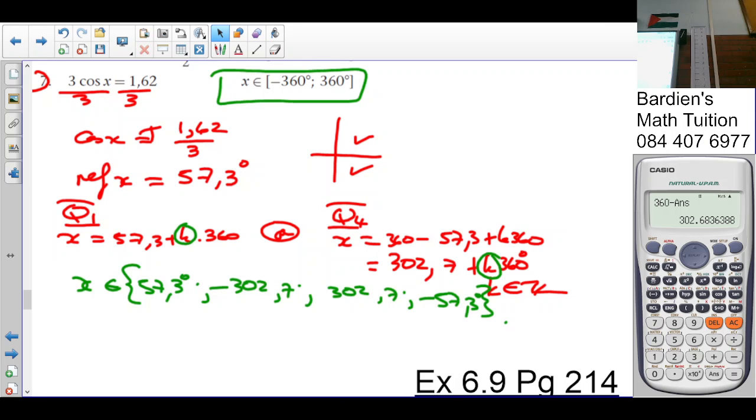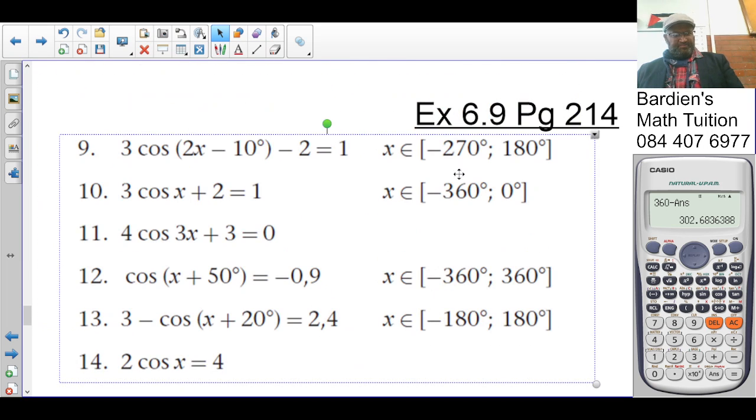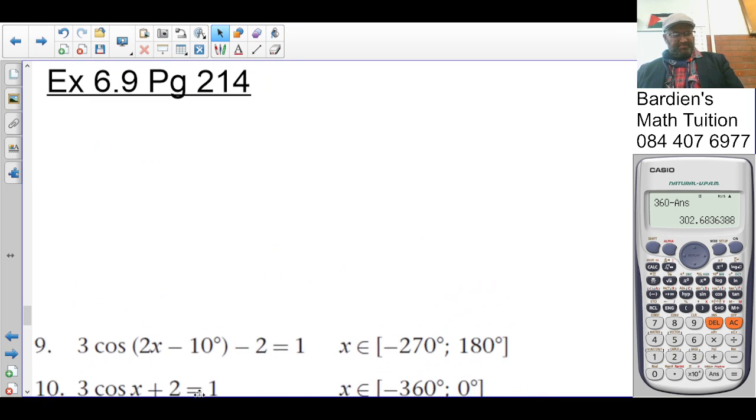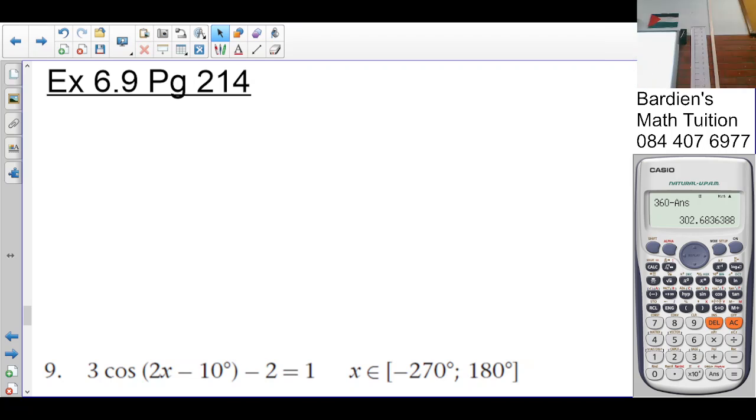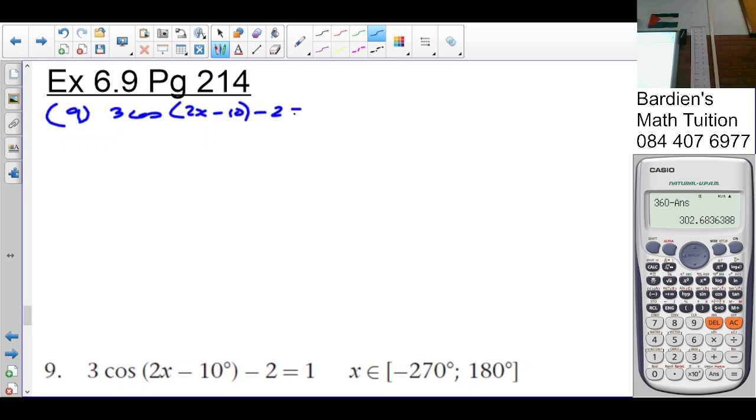Let's go with 9. We're looking at number 9. We got 3 cos of 2x minus 10 minus 2 equals 1. Again, you got the restricted domain. So x is an element of negative 270 and 180. Okay. So where do we start first?